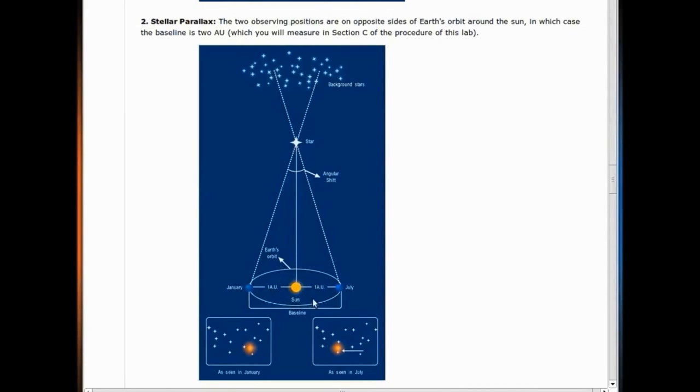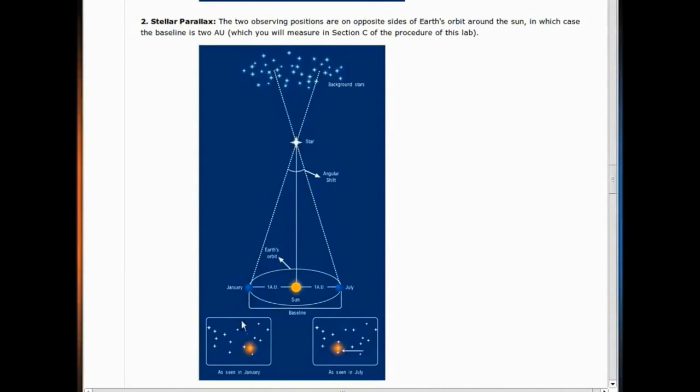And by the way, here's a point that can be fairly tricky for students. This baseline is not the radius of Earth's orbit, but the diameter of Earth's orbit. We know that the Earth orbits at a distance of 1 AU from the Sun. It went to the other side of the Sun, so it's now 2 AU from its original position. Keep that in mind when you're doing your calculations. But now our observation in January of some star that's relatively nearby will move compared to stars that are very, very distant.